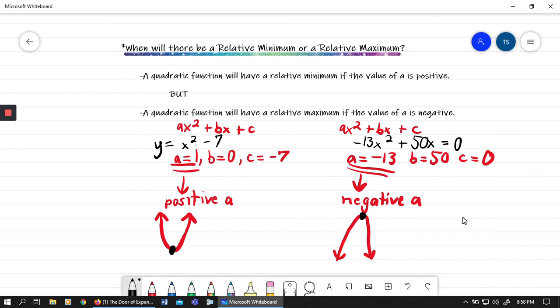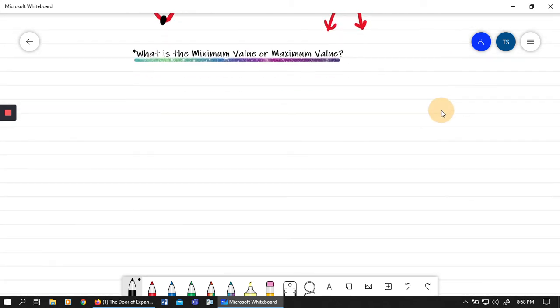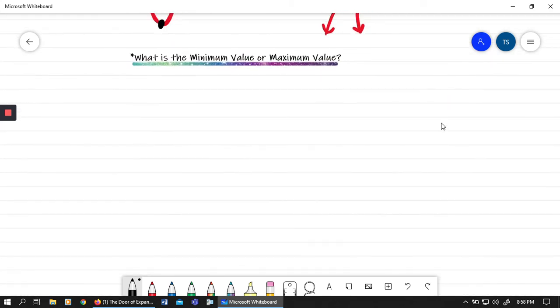One more thing that we need to discuss, and then we're going to call it quits because it's getting kind of late here. What is a minimum value or what is a maximum value? So again, we just talked about what a relative minimum is and what a relative maximum is, but what is a minimum value? What is a maximum value? And so we're going to talk about that.